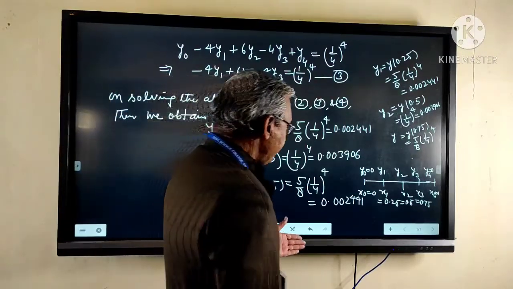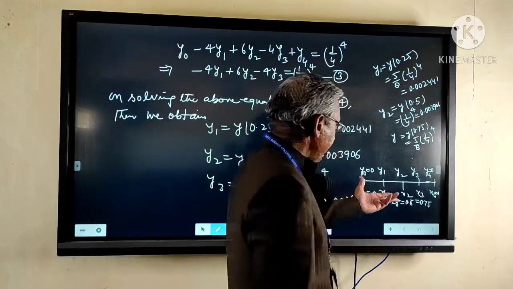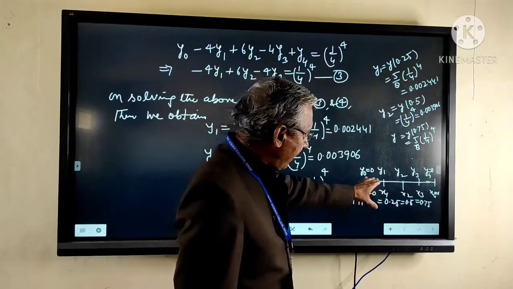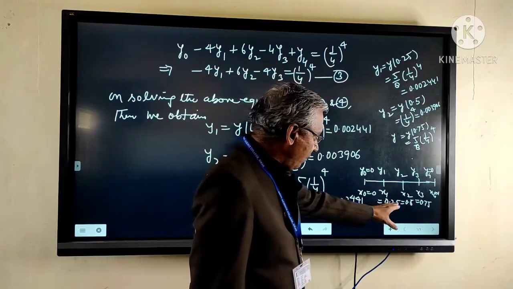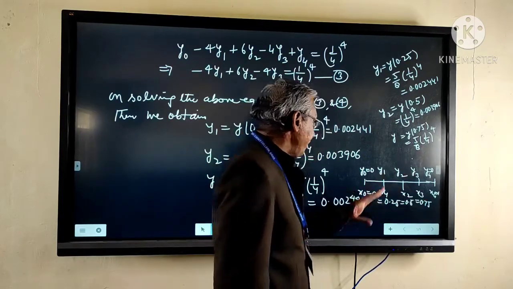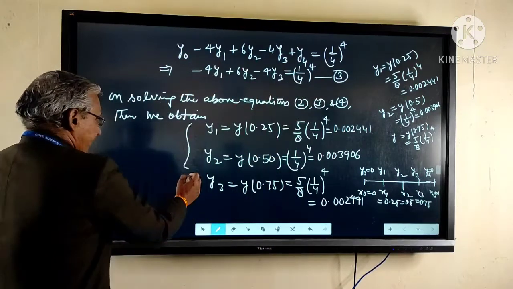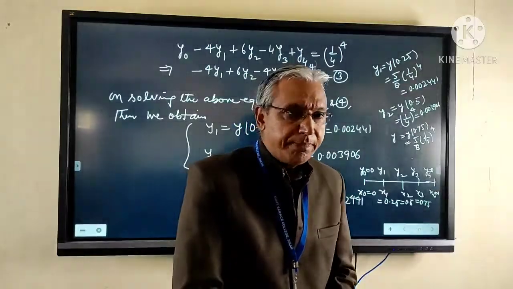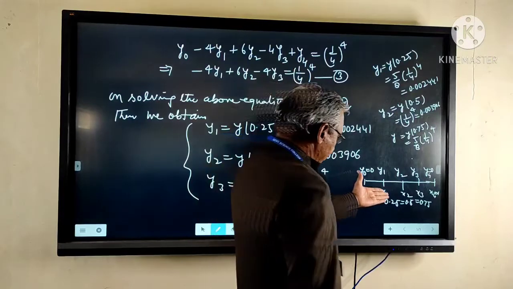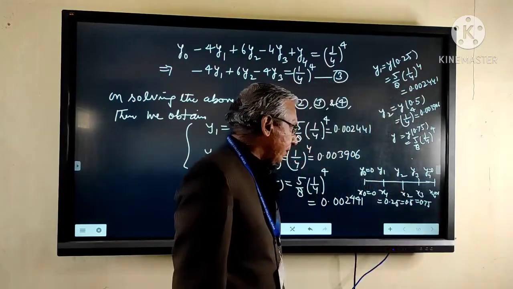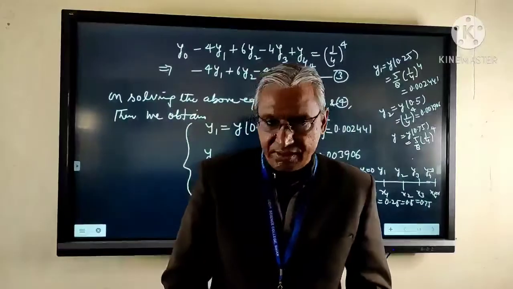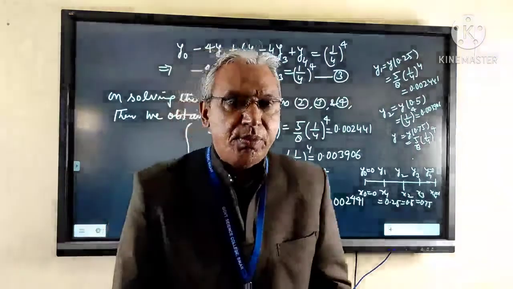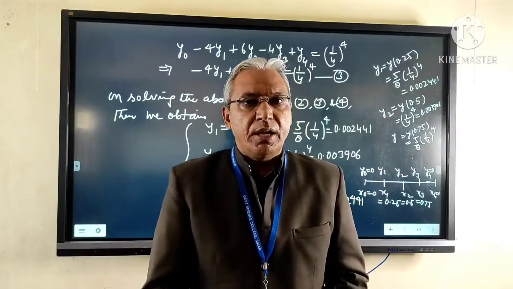Therefore, we have calculated the values of y1, y2 and y3 at the corresponding values of x: 0.25, 0.5 and 0.75. These are the required values of y at the corresponding values of x. This is the required solution of the given boundary value problem. Thank you. Have a nice day.